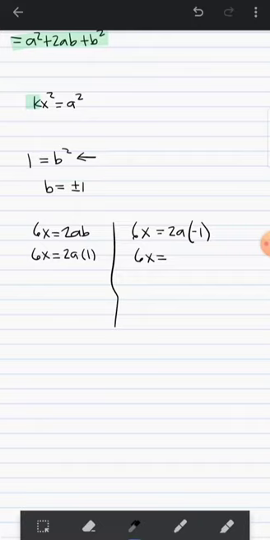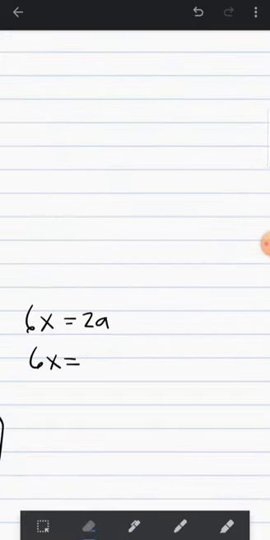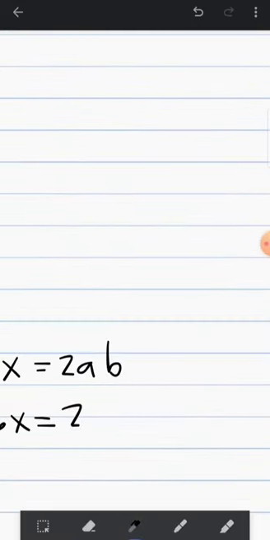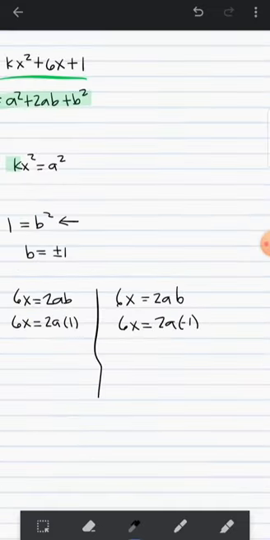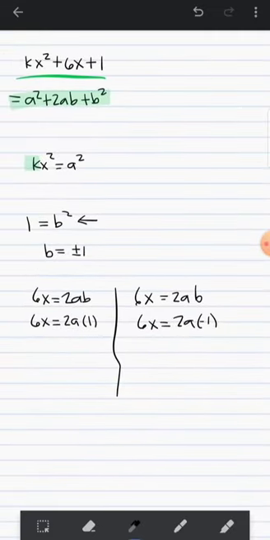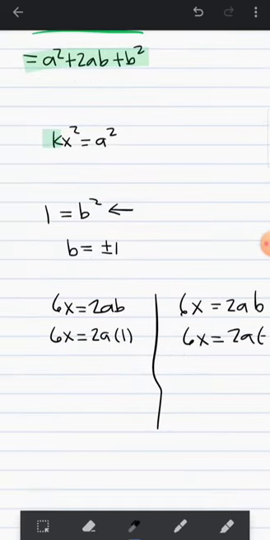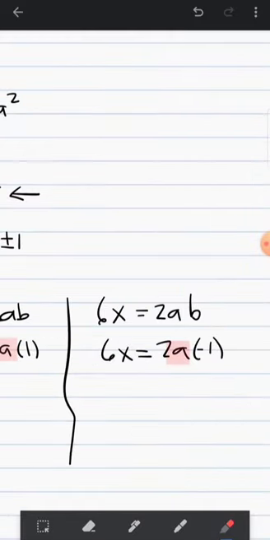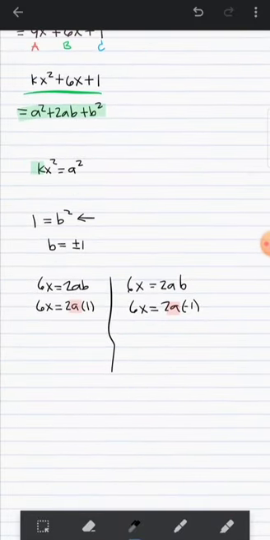We'll then have, let's make it 2a times negative 1. We will need to solve for a here, or x, depending on what you want, and then substitute that into this equation to finally solve for k. So watch.